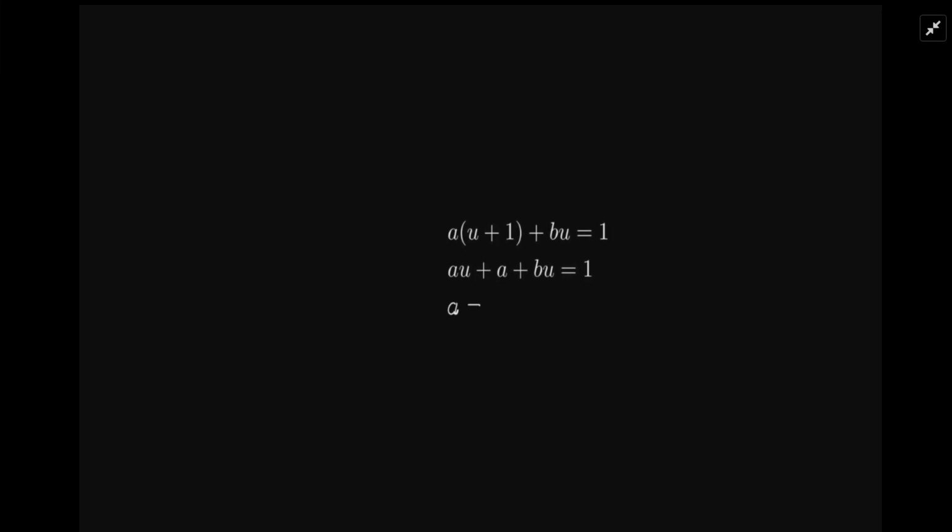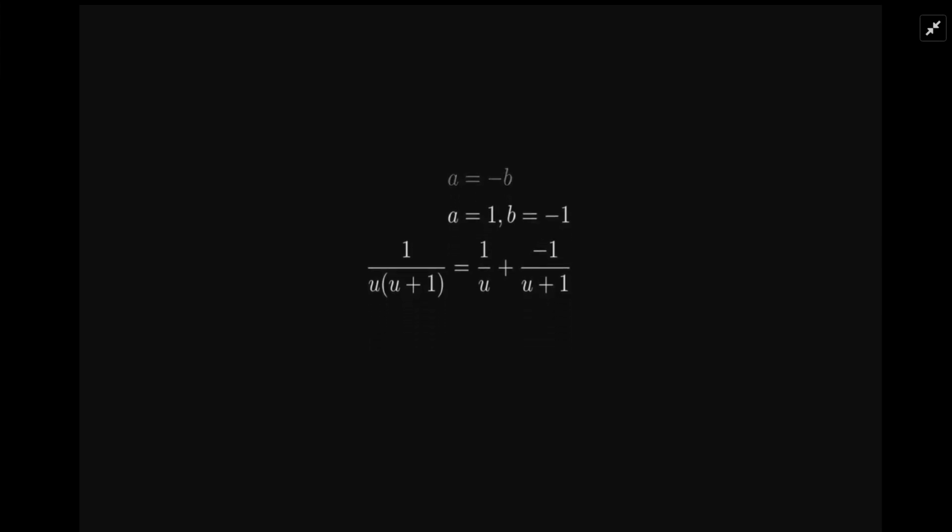So a is equal to negative b. The u's cancel. We're left with only a, so a must be 1. If a is 1, then b is negative 1. Okay, so we can rewrite that original fraction now in two pieces. So looks like that. Now we have two pieces. Each one on its own is easy to integrate.